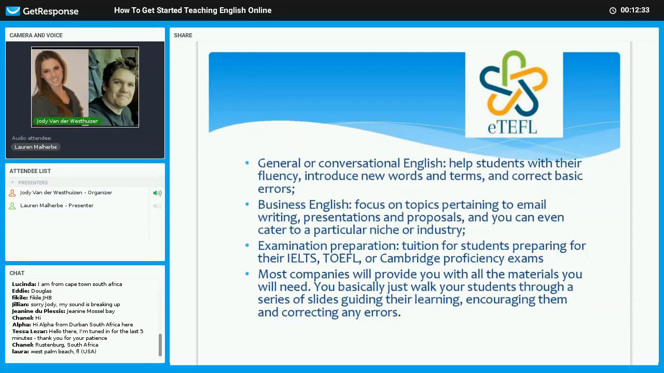Examination preparation is also another big market. Tuition for students preparing for their IELTS, their TEFL, their Cambridge proficiency exams. A lot of foreign speakers need to prove they have a certain level of English to either go overseas, to immigrate, to get a job, to go to university, whatever. So they have to do these exams, and you can help them prepare for it. That's what I was specializing in with Cambridge at the end.